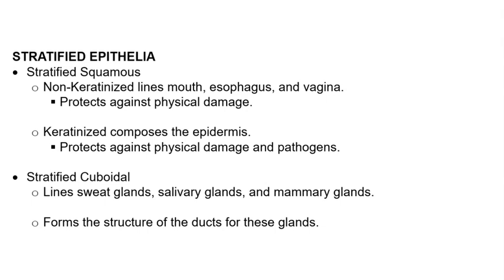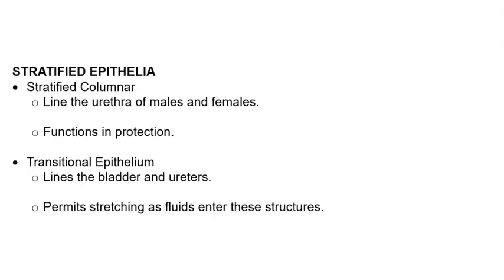Stratified cuboidal epithelium lines the ducts of the sweat, salivary, and mammary glands, where it forms the structure of the ducts for these glands. Stratified columnar epithelium is a relatively rare epithelial tissue lining the urethra of both males and females, where it functions in physical protection of deeper tissues.